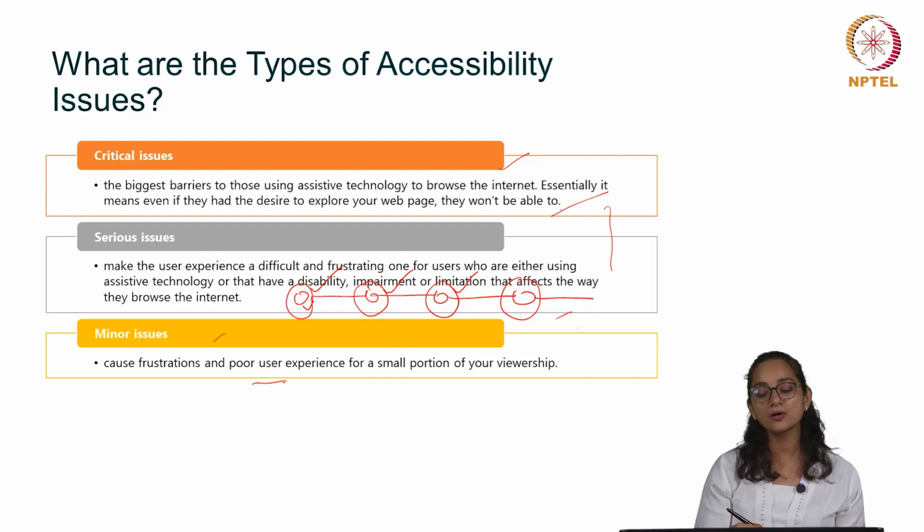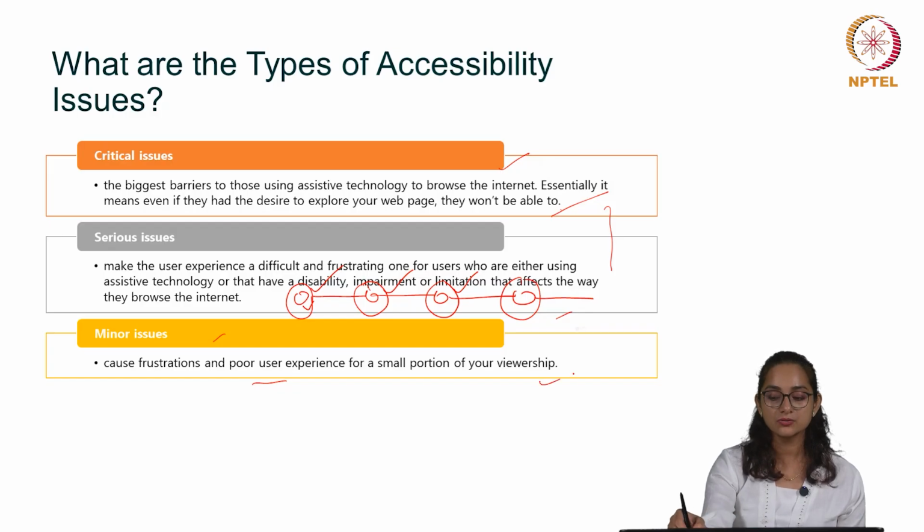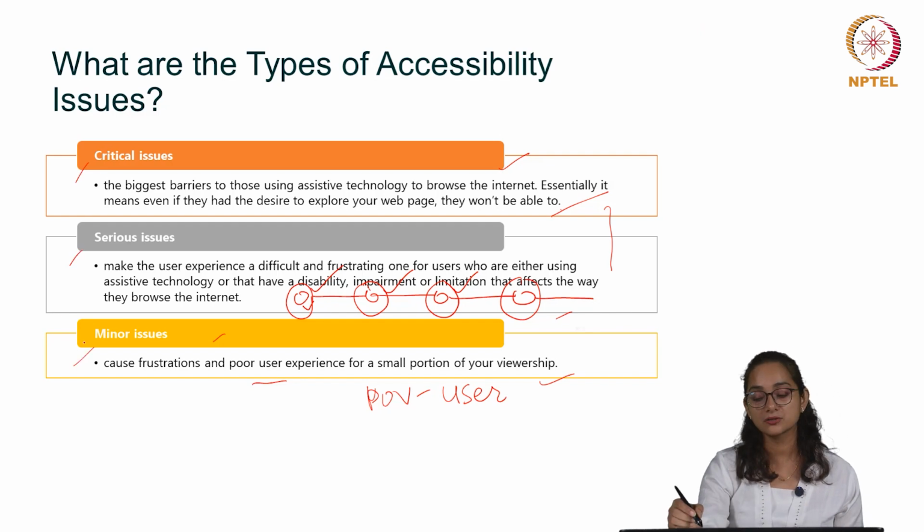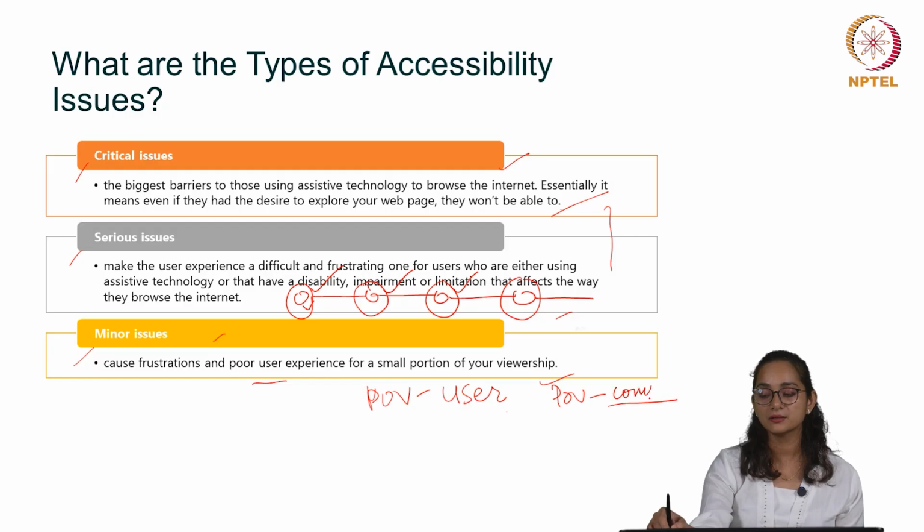Minor issues may cause poor user experience for a small portion of your viewership. So all of the other aesthetic reliance aspects which we talked about, that maybe minor color contrast differences, if it's just near the threshold, then it is not. But it's also about one part is from the POV of users, the criticality, the seriousness or the minority of the issue. The other POV can be the compliance part.